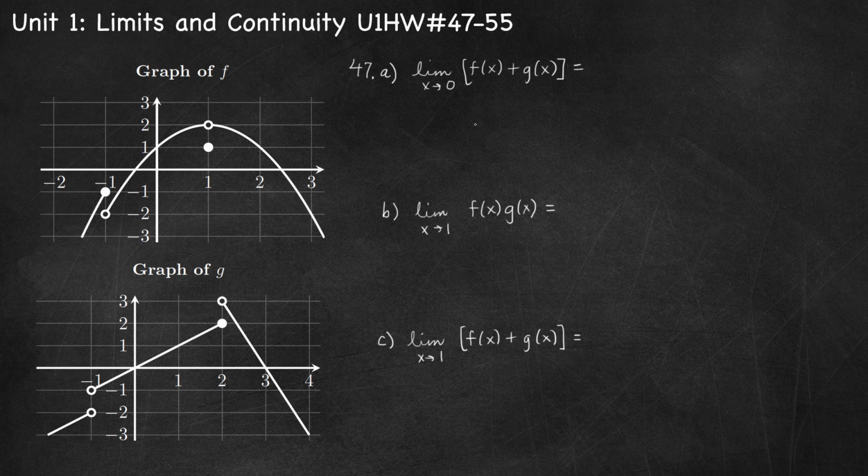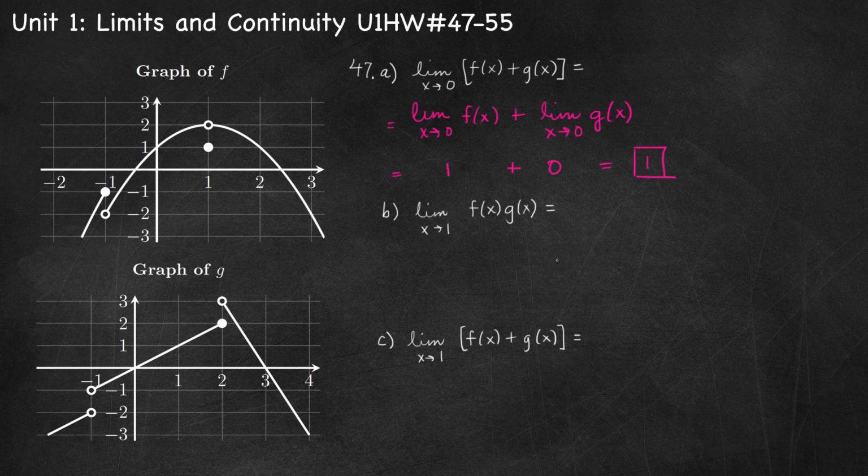For part A, we want the limit as x approaches 0 of f of x plus g of x. But we know that that is equal to the limit as x approaches 0 of f of x plus the limit as x approaches 0 of g of x. Now if we go to the graph, as x approaches 0, f approaches 1. So this is equal to 1 plus, and on the graph of g of x, as x approaches 0, g approaches 0. So our limit will be 1 plus 0 or 1.